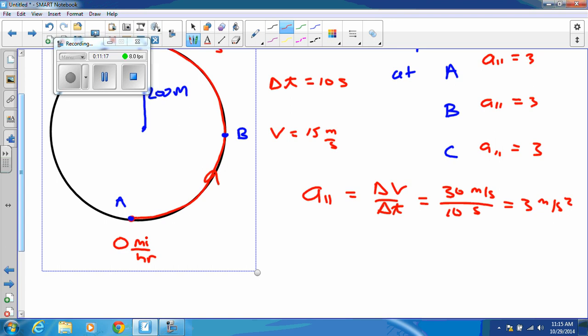Now, what about the A centripetal? That's going to change as the car goes around, because the A perpendicular, or A centripetal, has a magnitude of v squared over the radius. At point A, the v is 0. So we have 0 squared over 200 meters, and A perpendicular is therefore equal to 0.